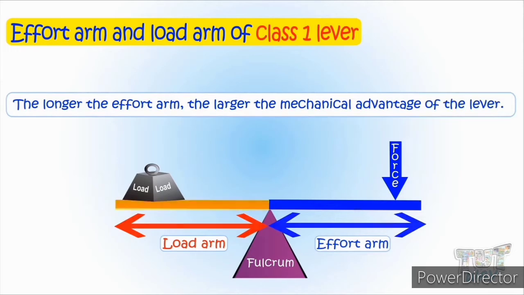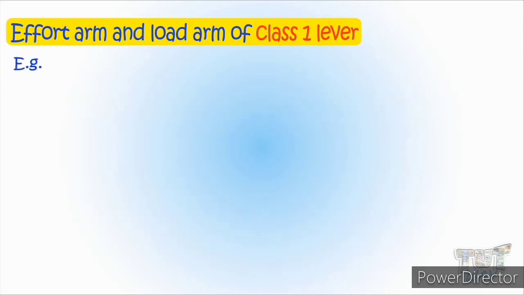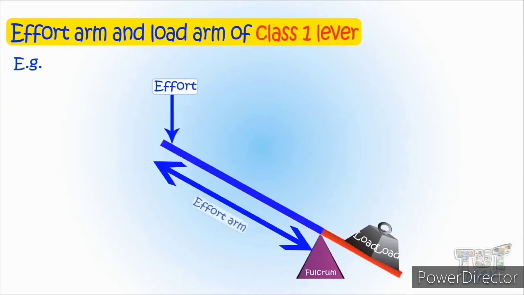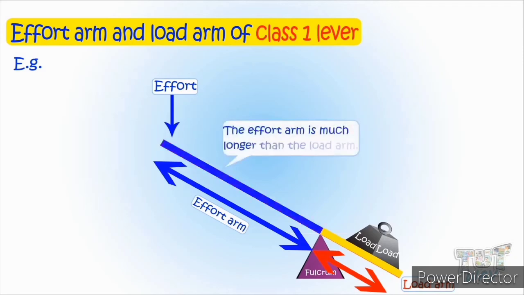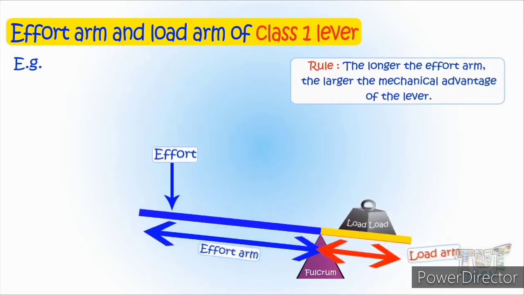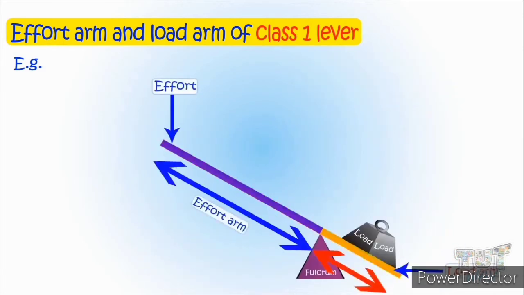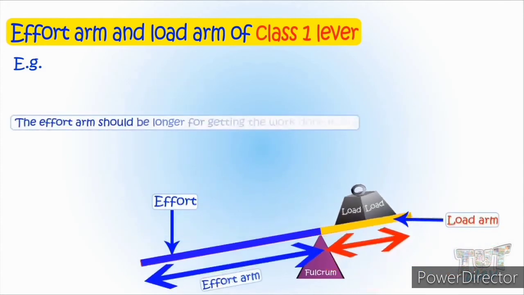Now, let's learn it with examples. Here we have a class 1 lever. So this much is the effort arm. And load arm is the distance between the load and the fulcrum. So this much is the load arm. So you can clearly see over here that the effort arm is much longer than the load arm. So this lever will give a large mechanical advantage. The effort arm should be longer for getting the work done easily.